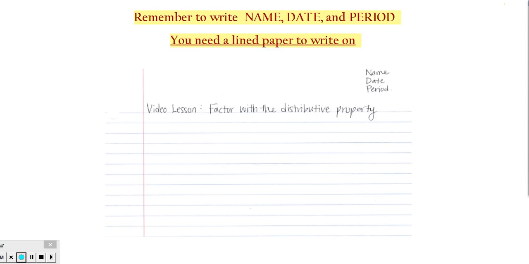Okay, before we get started, please make sure you have a lined paper to write on. Pause the video and take this moment to write your name, date, period on the right-hand corner, and also remember to write the title of the video lesson on your paper. Okay, when you're ready, you can come back to the video and continue.